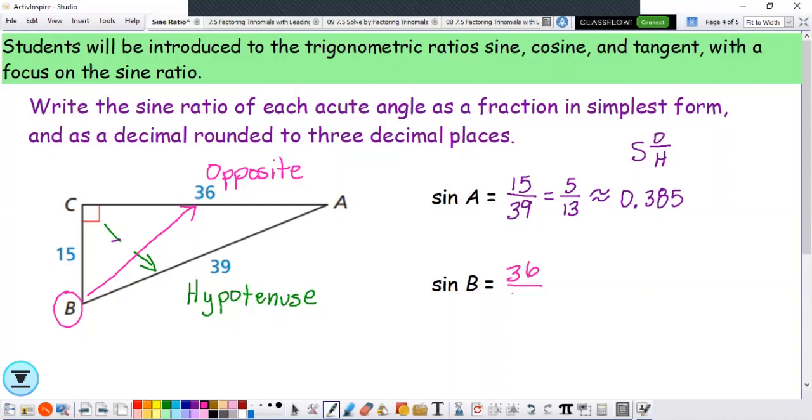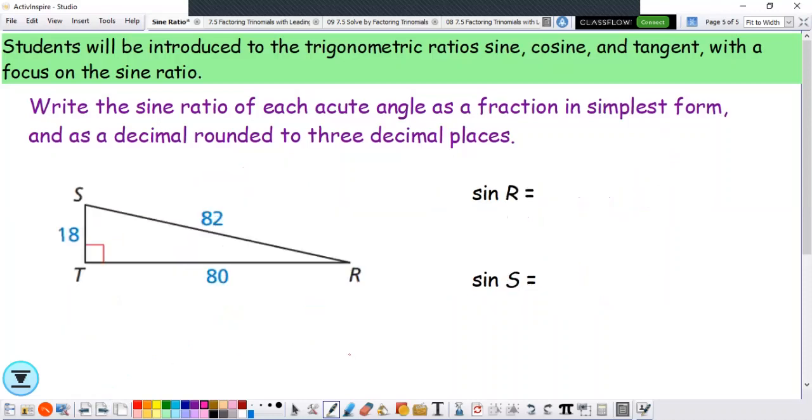The hypotenuse is 39. Again, both of these values can be divided by 3, so this fraction will reduce to 12 over 13, or 12/13. And as a decimal, this is approximately 0.923. And we have found the sine ratios for the acute angles in this right triangle.